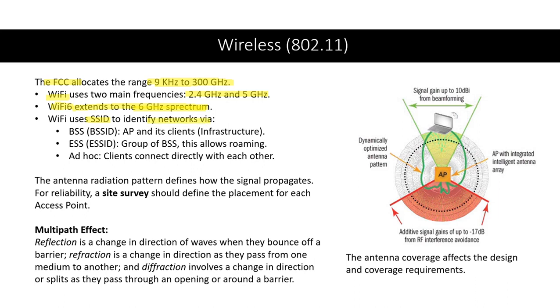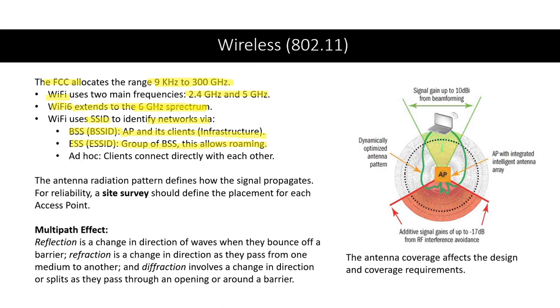Wi-Fi uses the SSID to identify any network. There are two types of service sets you will see there. You have a BSS, which is the infrastructure, sent to the AP and its clients. So you're part of a BSS when you have multiple clients going to the same access point. That's the basic service set. And the extended service set is the ESS, which is a group of BSSs that allows roaming.